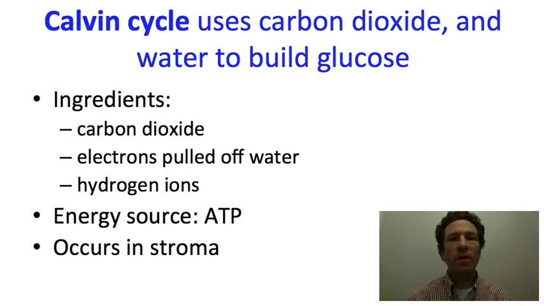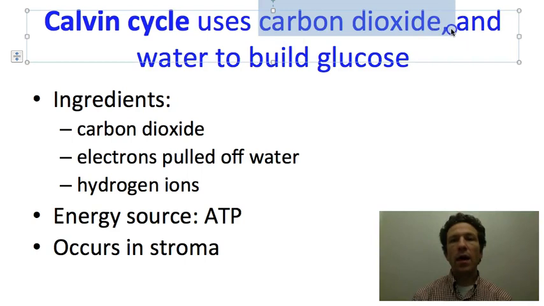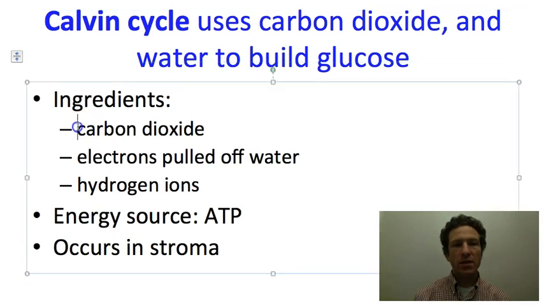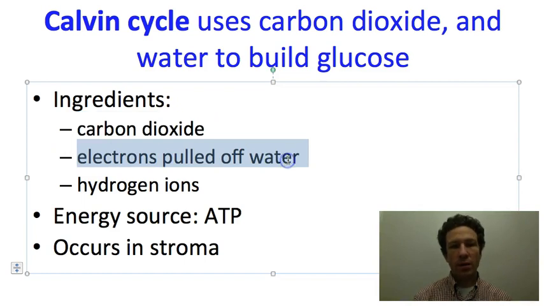We are now up to the part of the lecture where we can talk about the Calvin cycle itself. The Calvin cycle is going to be the process of fixing carbon into glucose. And it will do this, remember, with carbon dioxide as well as water. And here's the list of ingredients. Carbon dioxide, the electrons that got pulled off of water way back on the thylakoid membrane that we discussed.